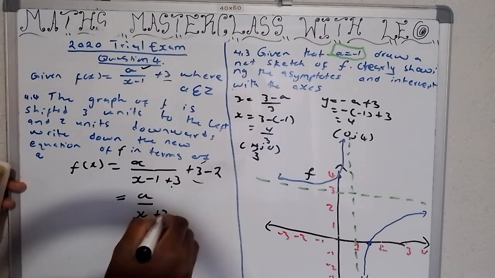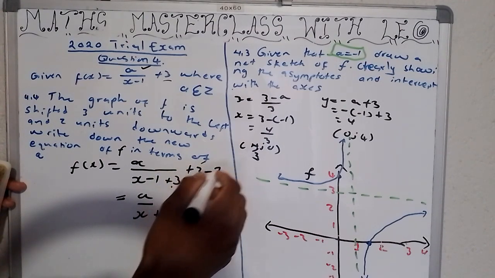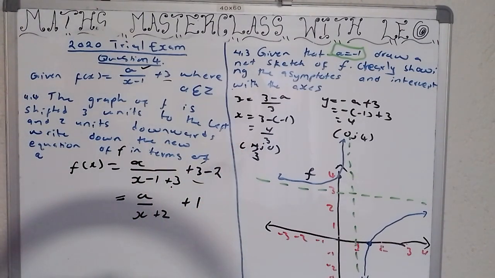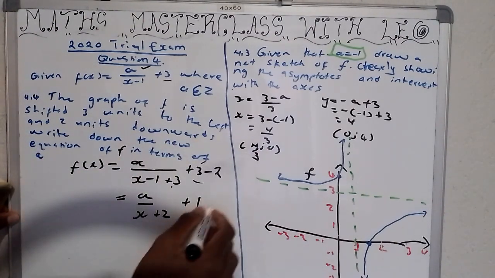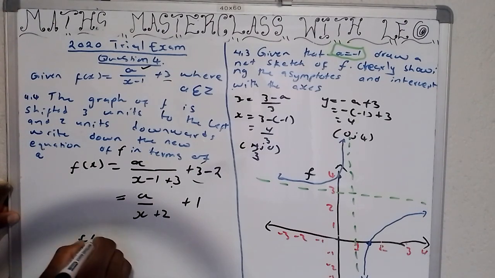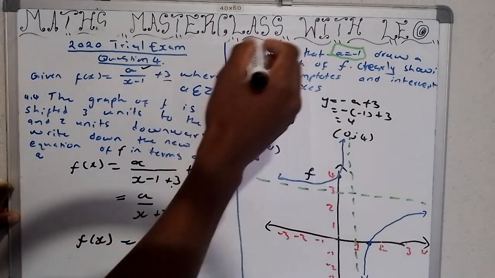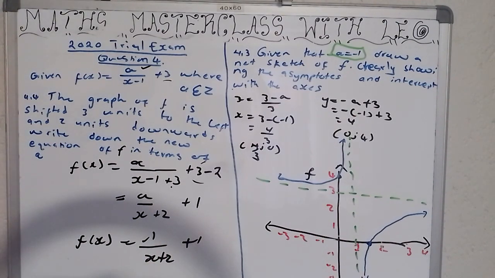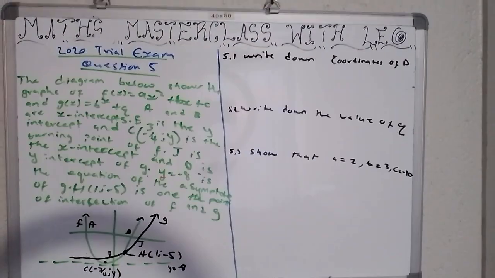I'm going to have plus 2, then plus 1, right? That is my graph. That is my equation. You can either write it like this, or you can just come back to say, oh, but I was given the value of a as negative 1, and say negative 1 over x plus 2 plus 1, right? Then let's go to question 5.